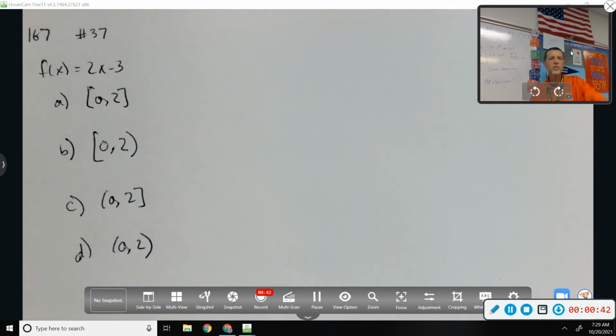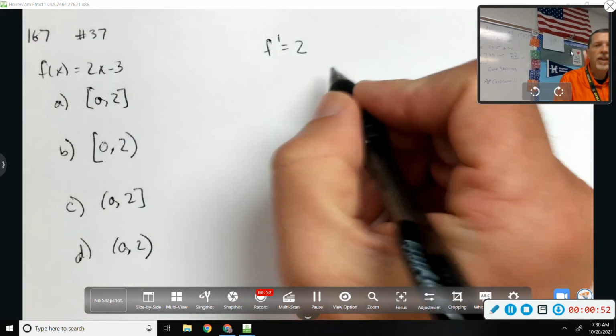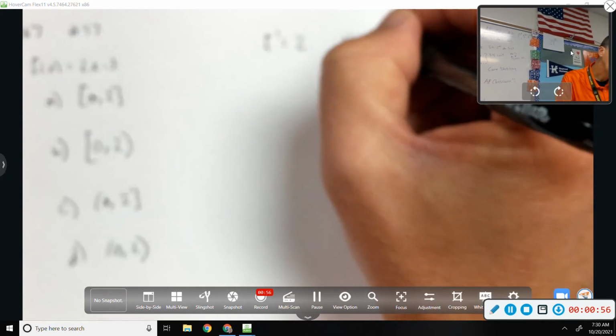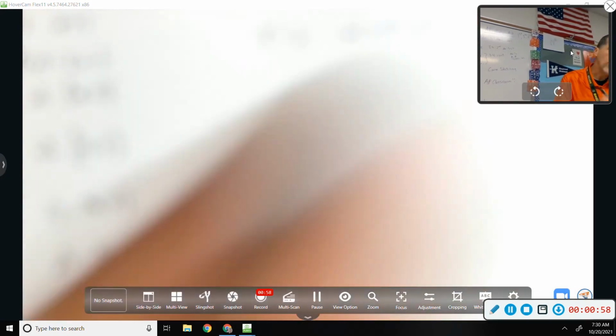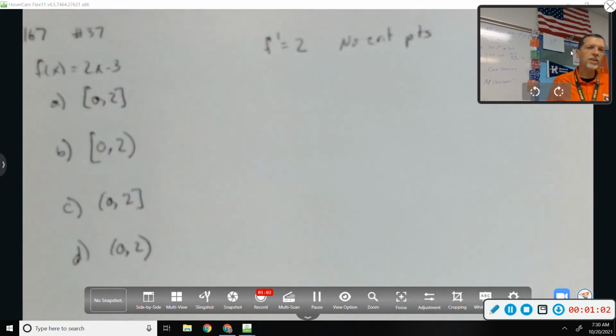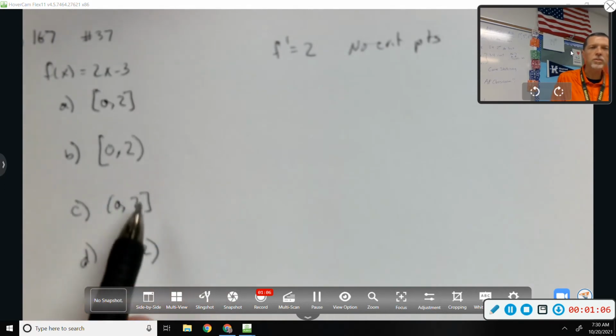So let's see, 2x minus 3, that's just a line. So that won't have any critical points. I guess you could do the official thing and say f prime equals 2. That doesn't equal 0 anywhere, so there's no critical points. So all I really have to check are the endpoints. Except that, what does it mean to check an endpoint if there's not an endpoint? That's kind of the deal with the parentheses thing.